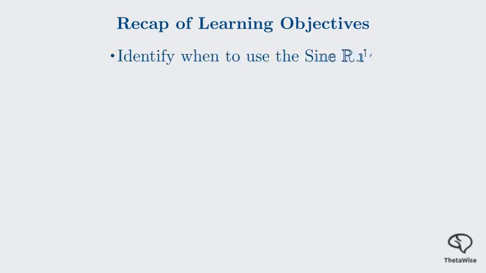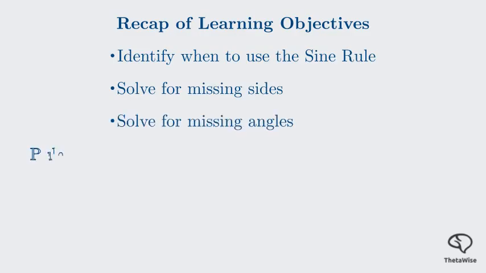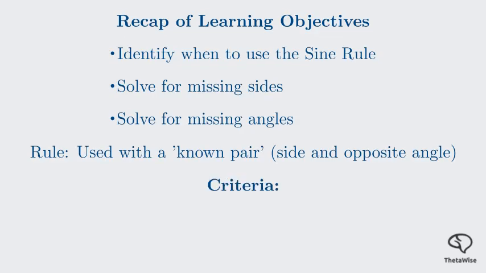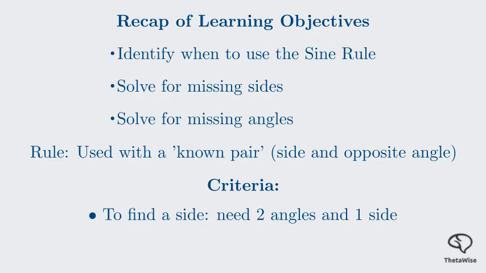To wrap up, let's recap what we've learned today to ensure you're ready for your exams. We've covered how to identify when to use the sine rule, how to solve for missing sides, and how to solve for missing angles. First, we learned that the sine rule is for non-right-angled triangles, where you have a known pair of a side and its opposite angle. Let's look at the criteria. To find a side, you need two angles and one side. To find an angle, you need two sides and one opposite angle.